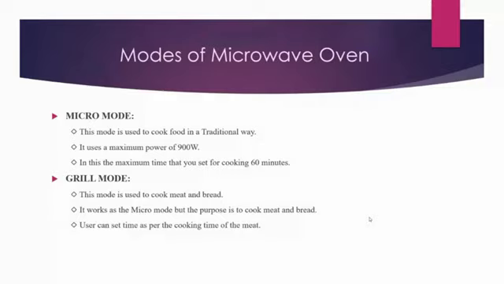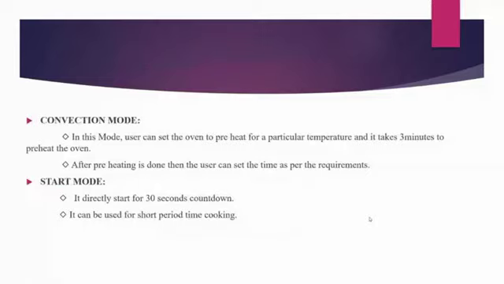Next, convection mode. In this mode, the user can set the oven to preheat to a particular temperature, and it takes 3 minutes to preheat the oven. After preheating is done, the user can set the time as per the requirements. Coming to the start mode, it directly starts a 30 seconds countdown. It can be used for short period cooking.